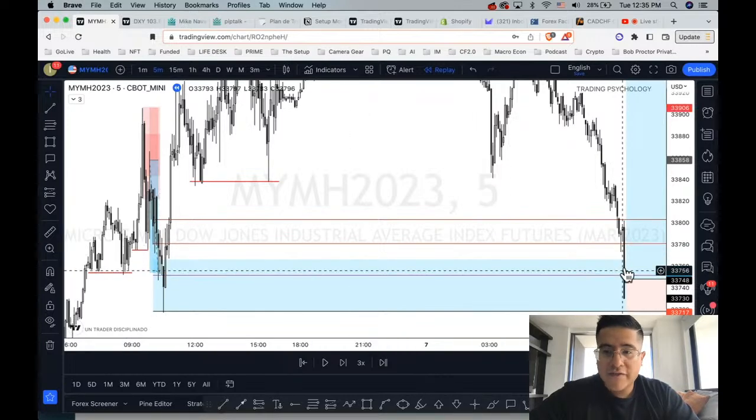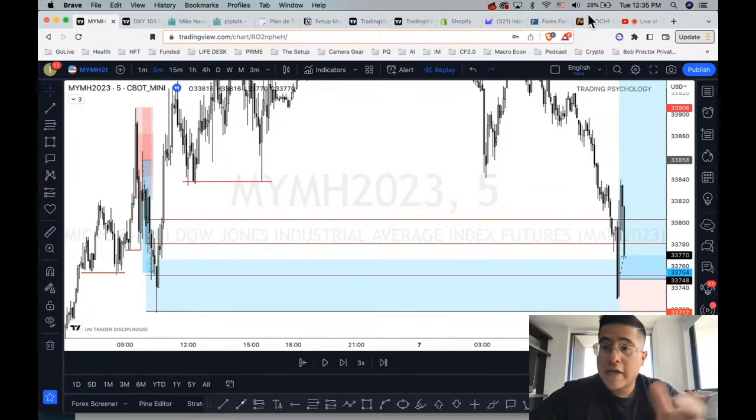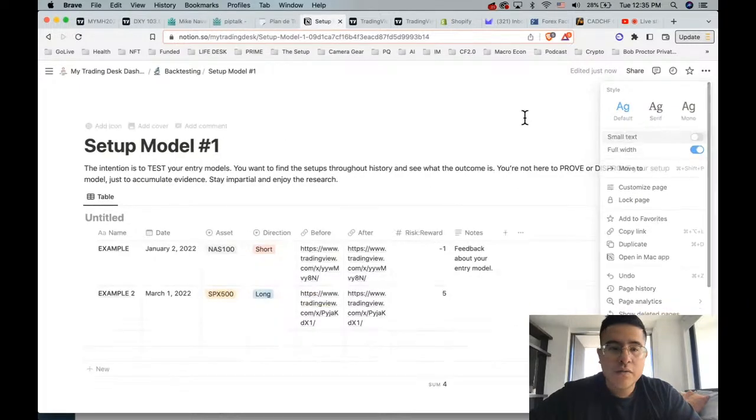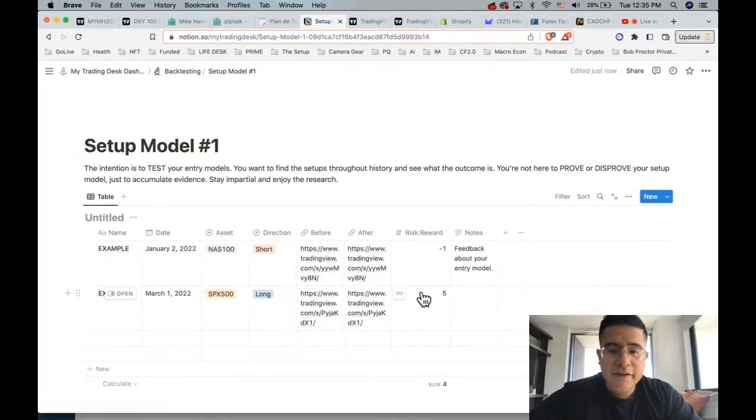So, you have this entry, and then the market ended up doing the thing. Cool. So that might have been a successful thing. So you want to document all of these entry styles that you're taking, right? You want to be able to do that. So good things to have here.